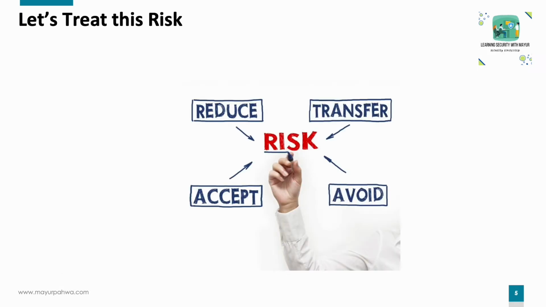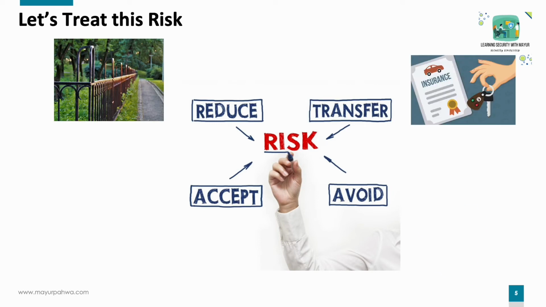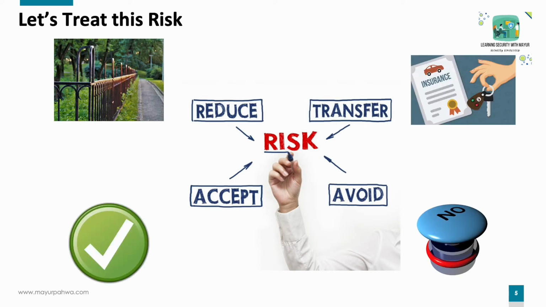See, once we have identified the risk and zeroed down on the countermeasures, it's time to treat the risk. This is also known as handling risk or risk treatment. There are four ways to treat a risk: reduce or mitigate the risk, transfer, accept, and avoid. Let's understand in detail. I'll first of all also give you certain examples here.